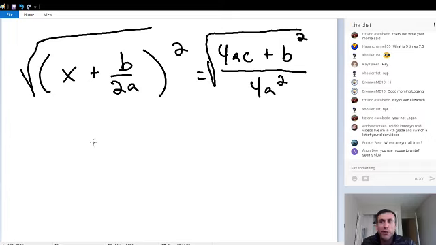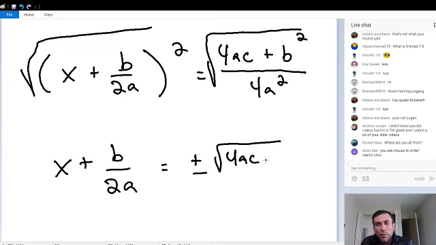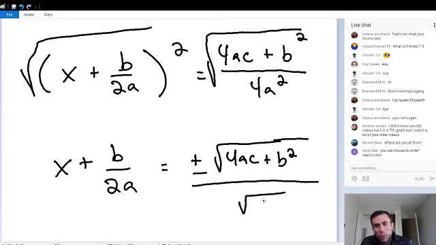If we square root both sides, what we're going to get on the left-hand side is x plus b over 2a. The square root and the square cancel each other out. And on the right side, we're going to have a plus or minus the square root of 4ac plus b squared all over the square root of 4a squared.